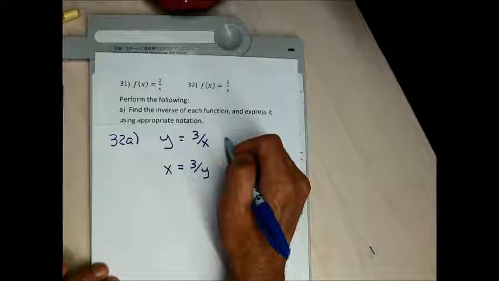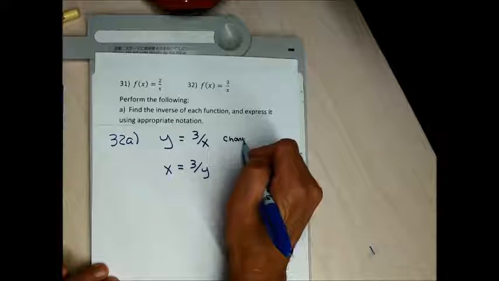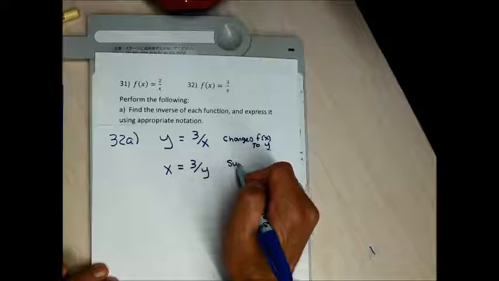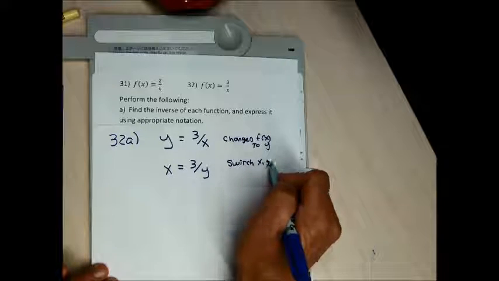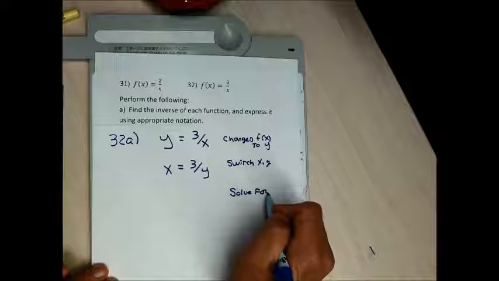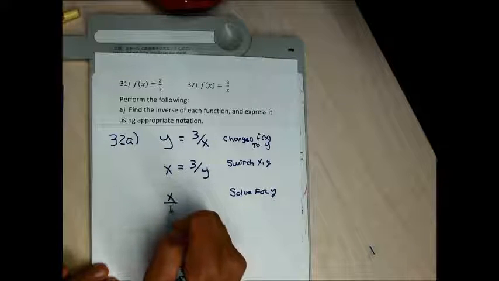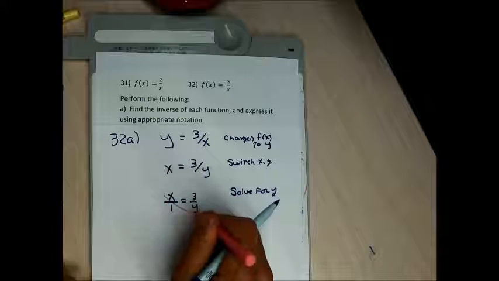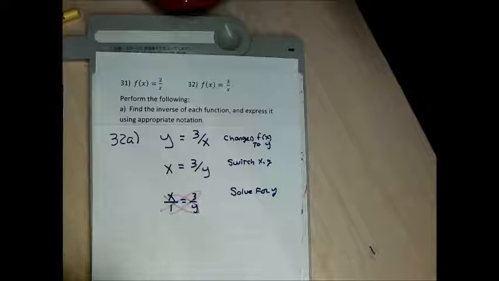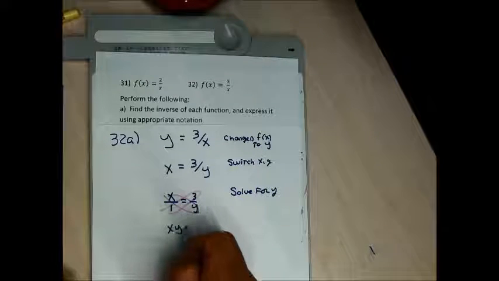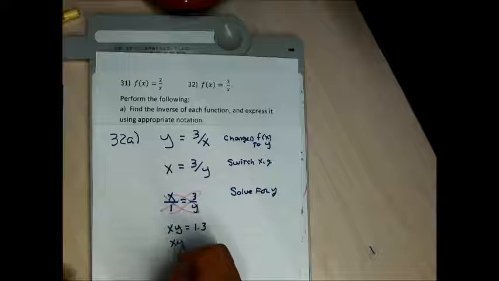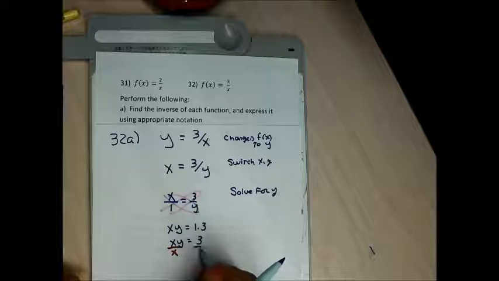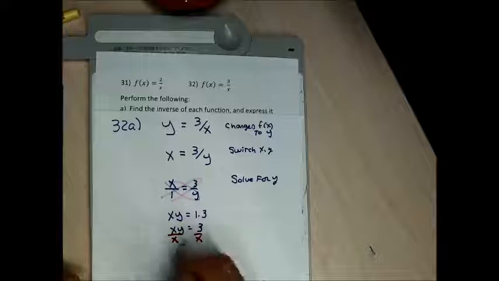So here I changed f of x to y. Here I switch the x and y. And now I'm going to solve for y. And just like the last problem, I'm going to solve by cross multiplying. So I'm going to write the x side as a fraction, and I set it up to cross multiply. This will give me xy equals 1 times 3, or xy equals 3, and then I'll divide both sides by x and get a really surprising result that this function is its own inverse.